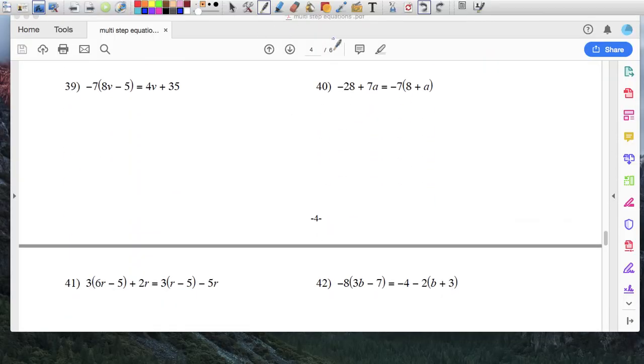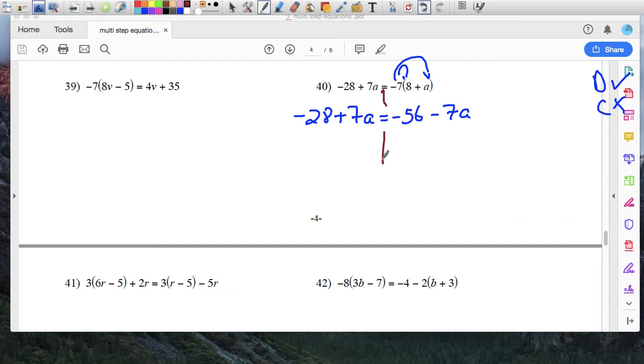Distributive property first. Negative 28 plus 7a equals negative 8 times 7, a negative and a positive is a negative 56. A negative and a positive is negative again, that gives me negative 7a. Distributive property, check. Can I combine like terms? No. Is there a variable on each side? Yeah. So let me get rid of one of the variables. It doesn't matter which one, so let's get rid of the variable on this side.